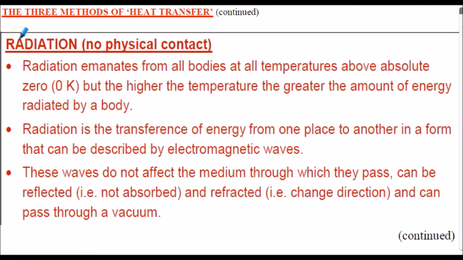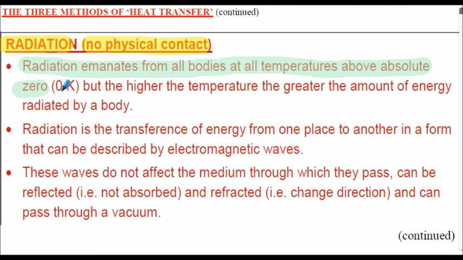Let's consider heat transfer using radiation. That's when there is no physical contact between the substances or bodies. So radiation emanates from all bodies at all temperatures above absolute zero. That's 0 K. But the higher the temperature, the greater the amount of energy radiated by a body.